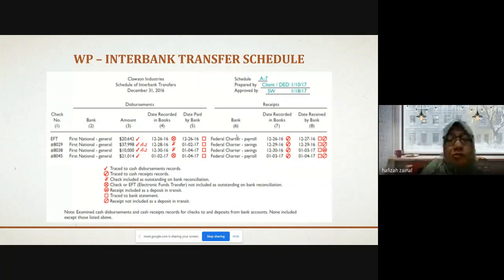So I think that's all I want to focus on today, which is how to audit cash in hand and also cash at bank.